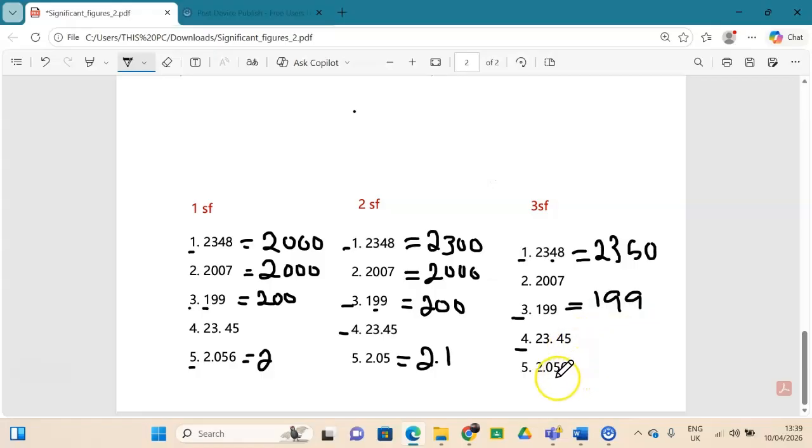Then if I'm rounding this to 3 significant figures, I'm going to count 1, 2, 3. Up to the third digit is 4. But the next after it is up to 5. So we're going to pick 1 from here and add to this. So if we do that, we're going to have 23.5. There will be no need writing the 0 because it's not going to make any difference.